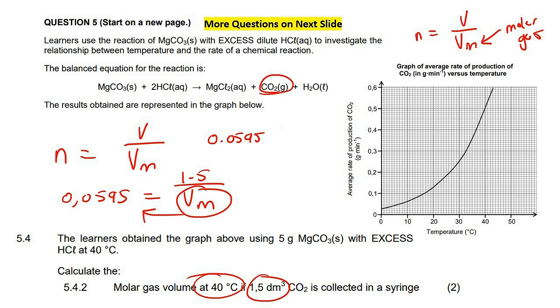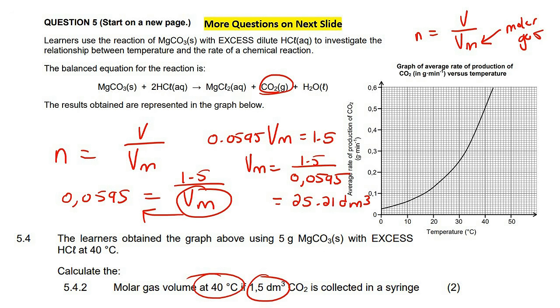So you're going to end up with 0.0595 Vm equals 1.5. And then to get Vm alone, you're going to say 1.5 divided by 0.0595. And that would give you 25.21 decimeters. So it makes sense that it's a little bit more than 22.4 because that is the molar gas volume at 0 degrees. But as you make your temperature larger, the gas molecules can expand a little bit further apart because they have more energy due to the temperature.